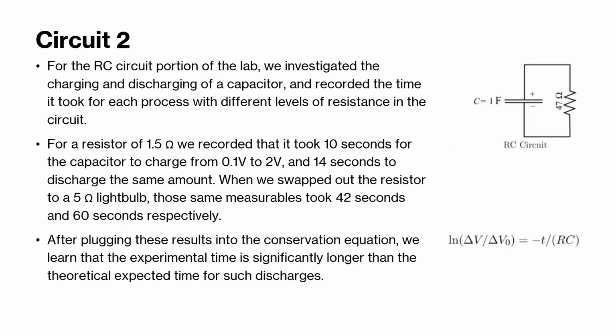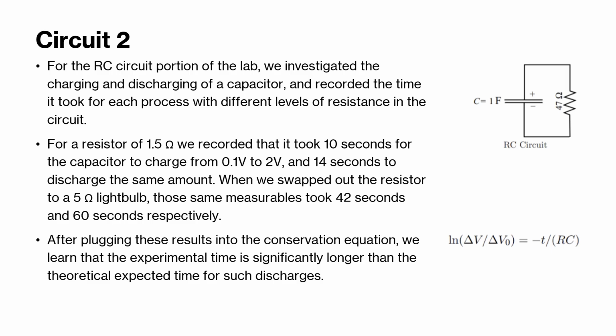Now we're going to be focusing on our RC circuit, which is the second of the two. For the RC circuit portion of the lab, we investigated the charging and discharging of a capacitor and recorded the time it took for each process with different levels of resistance in the circuit. For a resistor of 1.5 ohms, we recorded that it took 10 seconds for the capacitor to charge from 0.1 volts to 2, and 14 seconds to discharge the same amount.